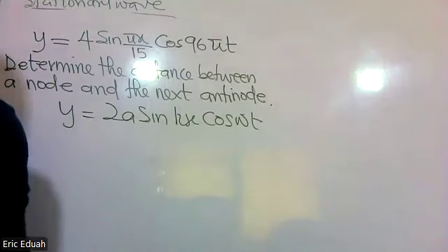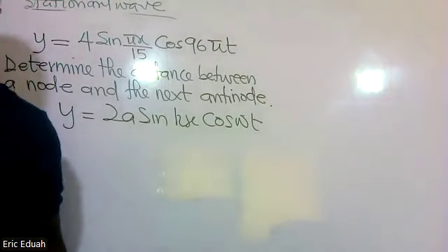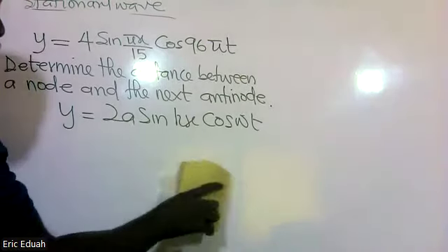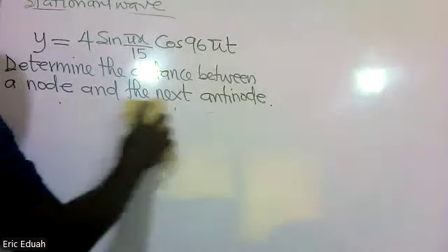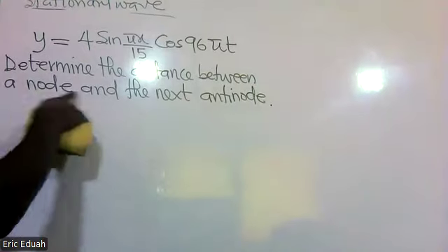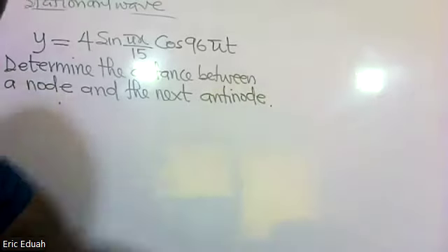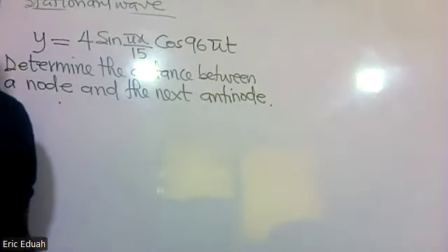So if it's a stationary wave, then there will be antinodes and nodes. Determine the point where a node and an antinode will be formed and find the distance between a node and the next antinode. That is all.